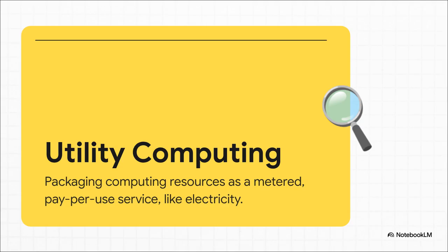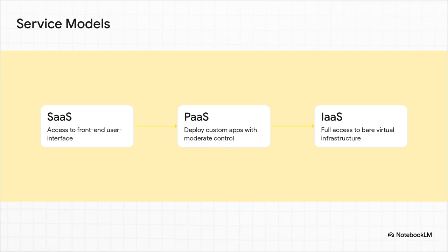Well, the cloud packages computing in that exact same way. It's a metered, on-demand model. Just remember to turn off your virtual supercomputer when you're done, or you're going to get a utility bill that is truly terrifying. So building on that utility concept, the cloud delivers services in 3 primary steps, or models. Let's walk through this progression.